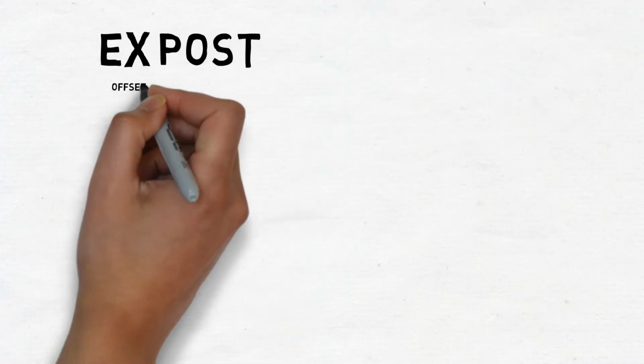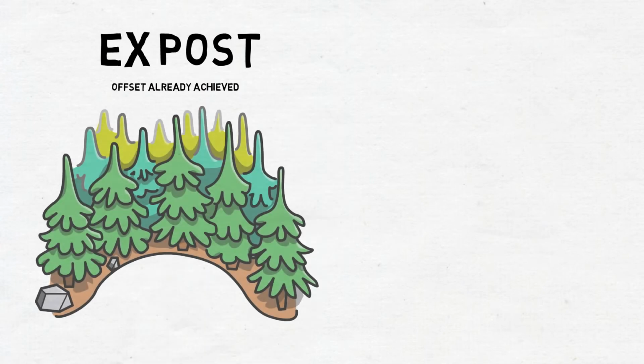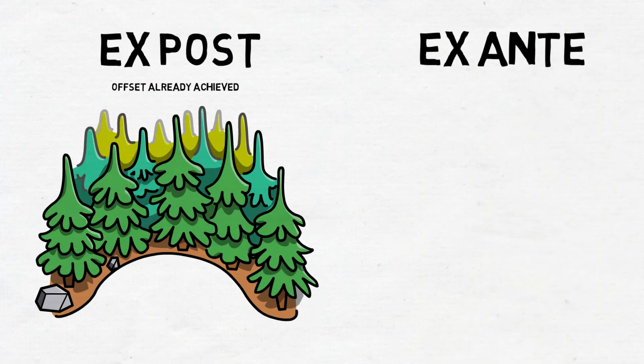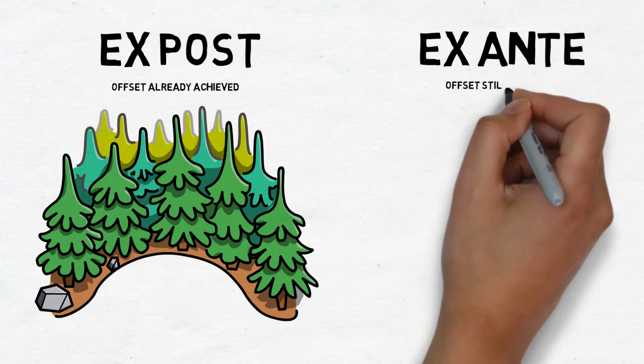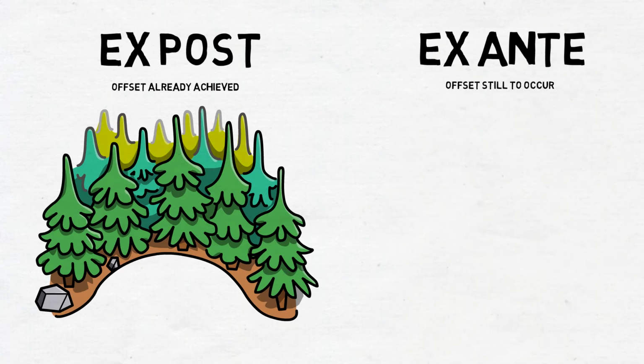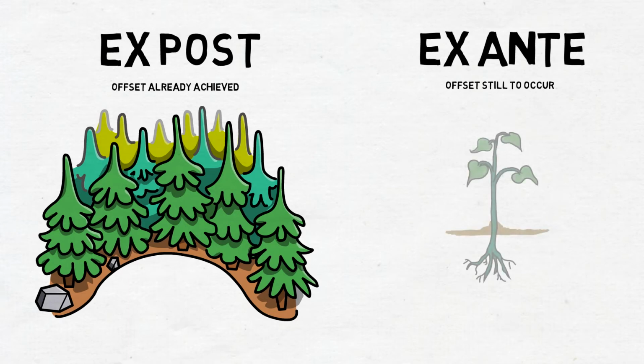Offsets can be further split into ex post and ex ante. Ex post offsets are ones that have already absorbed carbon dioxide. For example, if you purchase forestry offsets for a forest that was already fully grown. Ex ante offsets are before absorption has happened, for example, paying for the forest to be planted in the first place.